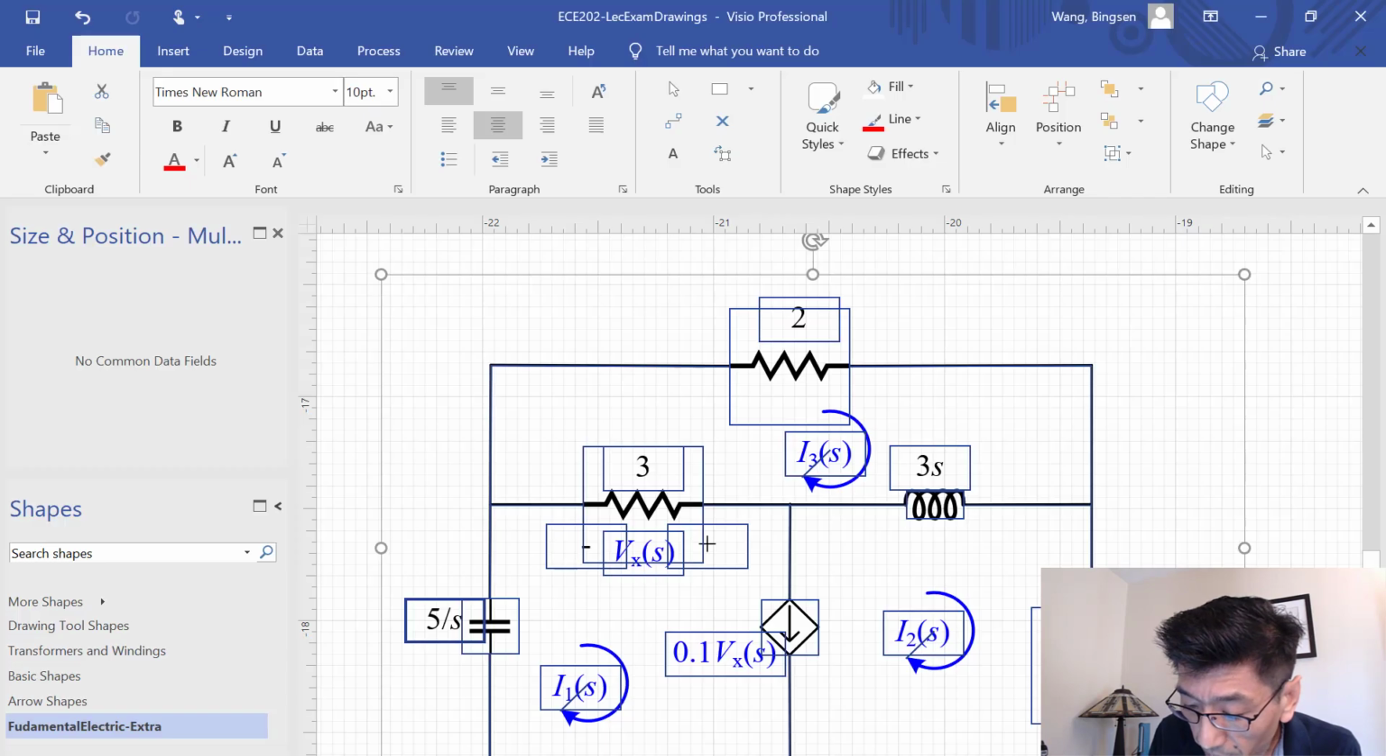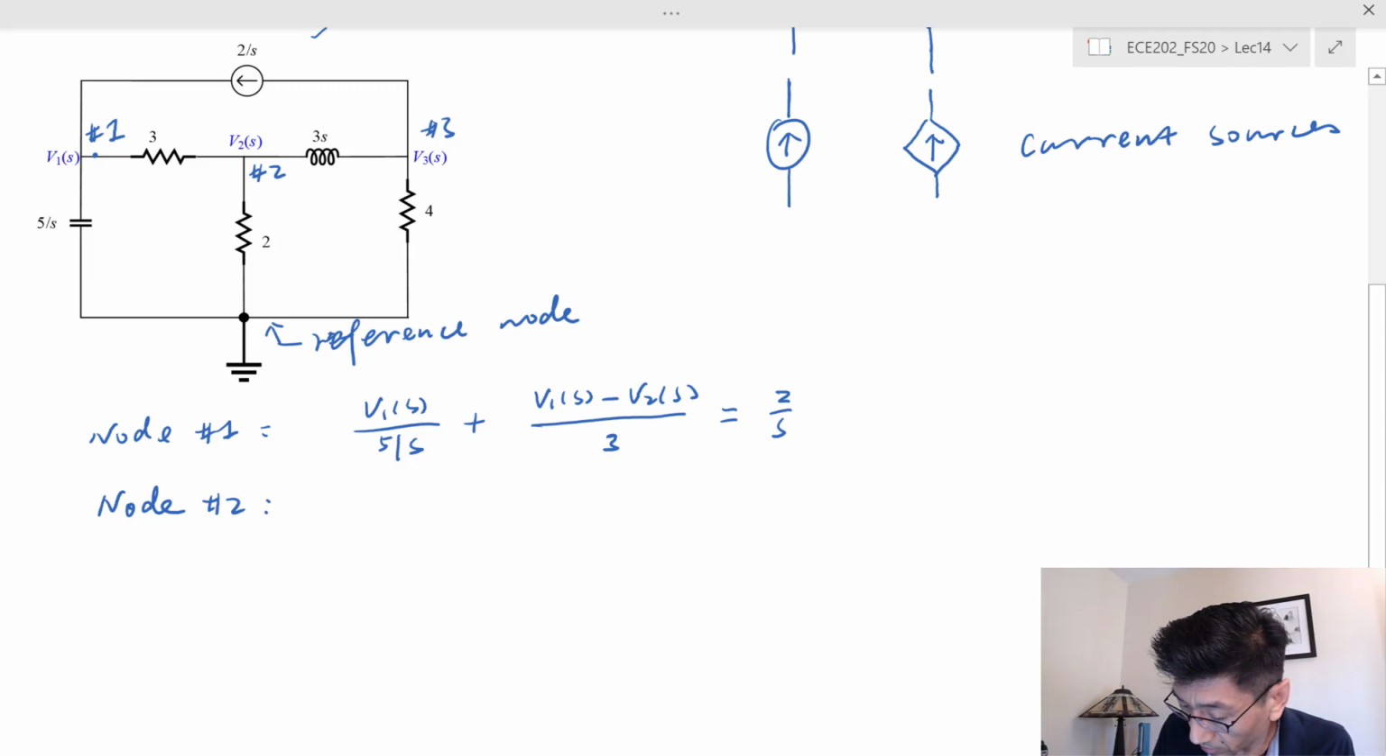And node number 2, and we have the current. What happened here? So node number 2, I should close this.